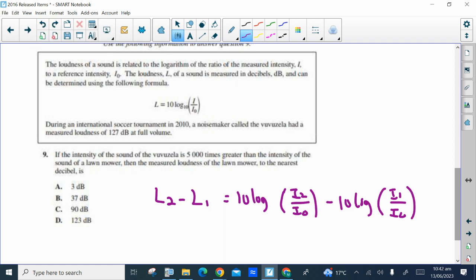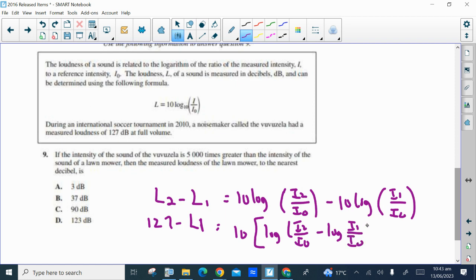Okay, so we know that the measured loudness of the, can you say it again? Vuvuzela is 127 decibels. So that's L2. 127 minus L sub 1 will equal. Now on that right side, I'm going to simplify this equation. I can take out a common factor of 10, and that'll give me log of I sub 2 over I sub 0 minus log of I sub 1 over I sub 0.